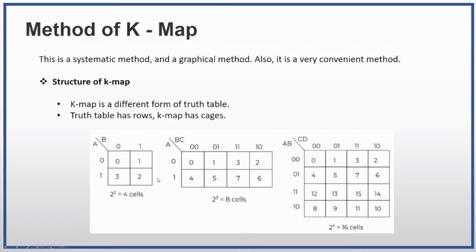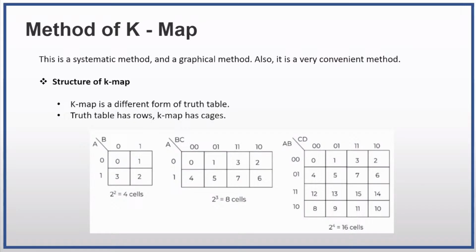So in the Karnaugh map with 16 cells, you can see 0, 1, then 3, 2 at the end, 4, 5, 6, 7, like that. Okay, now you know the structure of the Karnaugh map, and now you know how to draw a Karnaugh map.